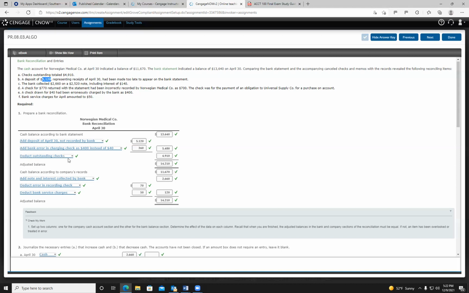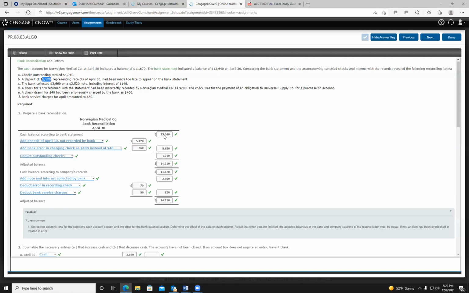Now, the last thing we have is we have to deduct our outstanding checks. These are checks that we, the business, have written to other customers or vendors that have not cleared the bank yet, so they're considered outstanding. We've already deducted those checks out of our book balance. So now we have to deduct those checks out of our bank balance because they haven't cleared the bank yet. We have to subtract them out so that we can then reconcile our bank balance to our book balance.